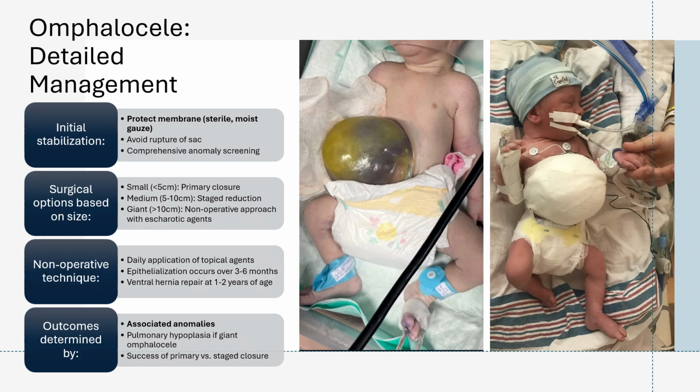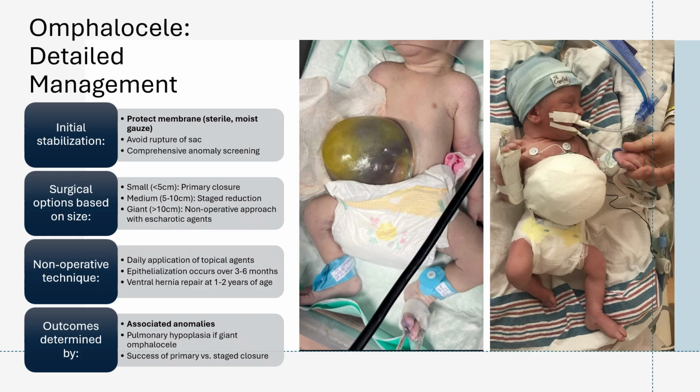Here's what makes omphalocele challenging. 50 to 70% have associated anomalies. You can't just focus on the abdominal wall. You need comprehensive screening. Get an echocardiogram, renal ultrasound, and chromosomal analysis. These other conditions often determine the infant's outcome more than the wall defect itself.